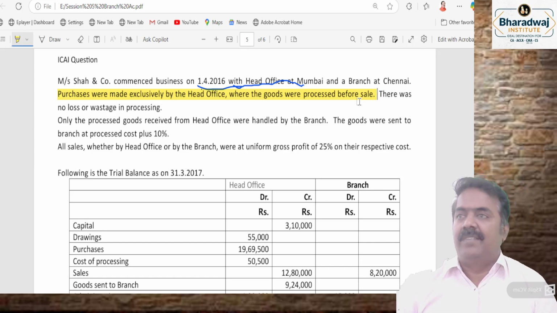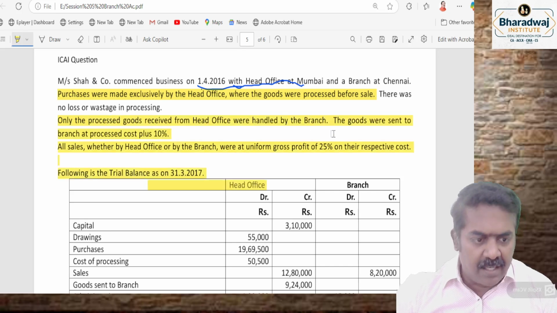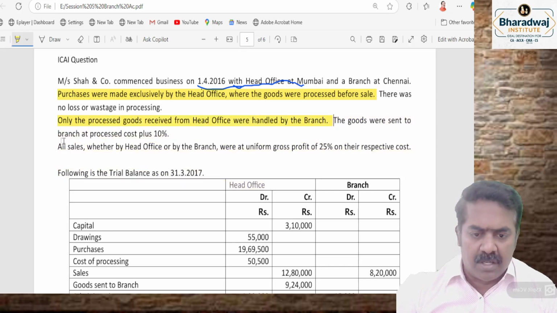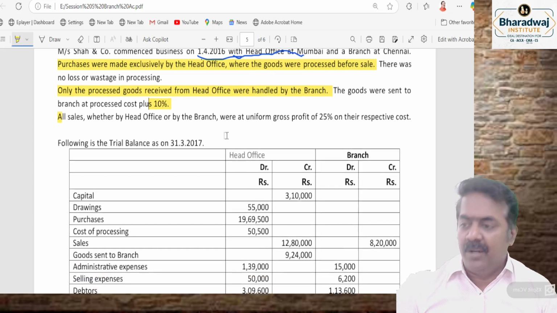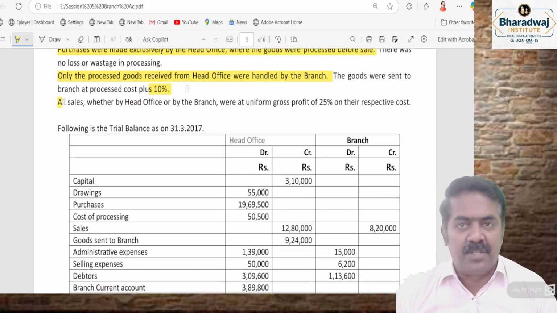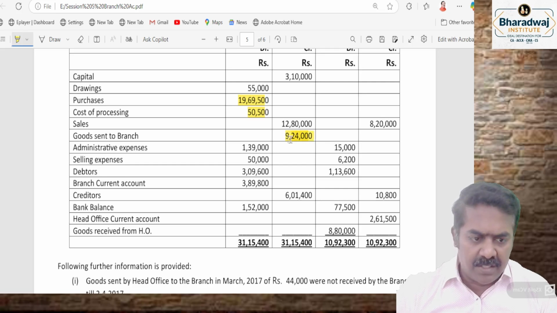There is no wastage in processing. Only the processed goods are received from head office and handled by what? Branch. These goods are sent at cost plus 10%. So we have to find out what is the goods sent to branch, closing stock, etc. In the question, goods sent to branch 9,24,000. They have given opening stock, purchases, cost of processing, etc. Goods sent to branch is given in the question.